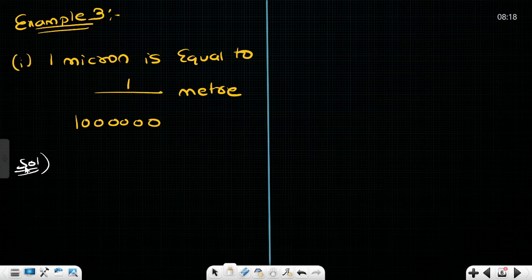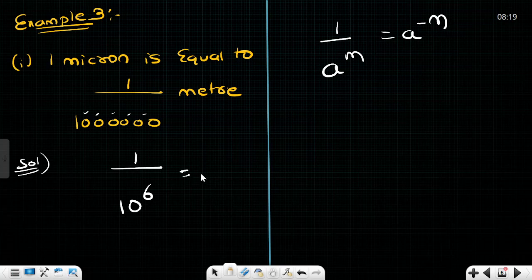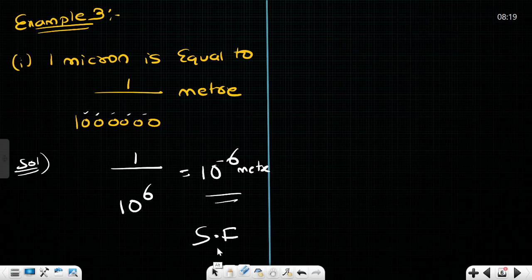So now 1 micron is nothing but 1 by 10 lakh meter. That is nothing but 1 by 10 lakh means 10 power 6. See, 1 0 2 3 4 5 6 zeros, 10 power 6. So we learned in exponents that 1 by a power m can be written as a power minus m. Therefore 1 by 10 power 6 can be written as 10 power minus 6 meter. That's it. This is the standard form for the 1 by 10 lakh meter notation. Is that clear? Very important questions, not only from mathematics point of view, from general knowledge point of view.